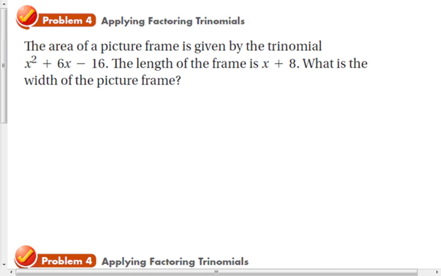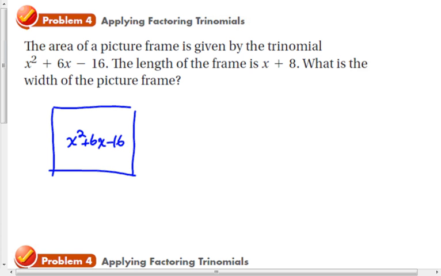All right, we're going to apply this idea. It says the area of a picture frame is given by the trinomial x squared plus 6x minus 16. The length of the frame is x plus 8. What is the width of the picture frame? So we have some rectangle, and I'll just put the area inside, meaning that space is the area. And it says the length is x plus 8. We need to know the width, which is some missing number, w.